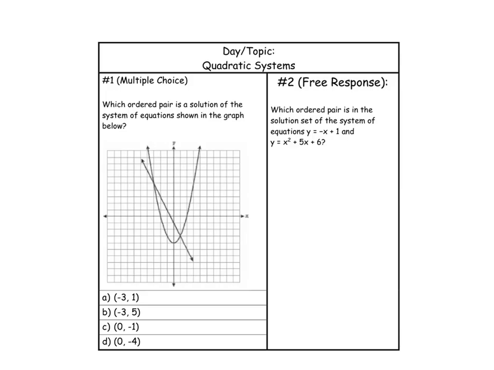Okay, so which ordered pair is the solution to the system's equations shown on the graph? So you're looking for the points of intersection. Which one of these points matches our points of intersection? And number 2, which ordered pair is the solution set of the system's equations y equals -x plus 1 and y equals x squared plus 5x plus 6? You need to find the ordered pair. So solve this system. You can solve it on your calculator. Find the point of intersection. And then enter it as an ordered pair.